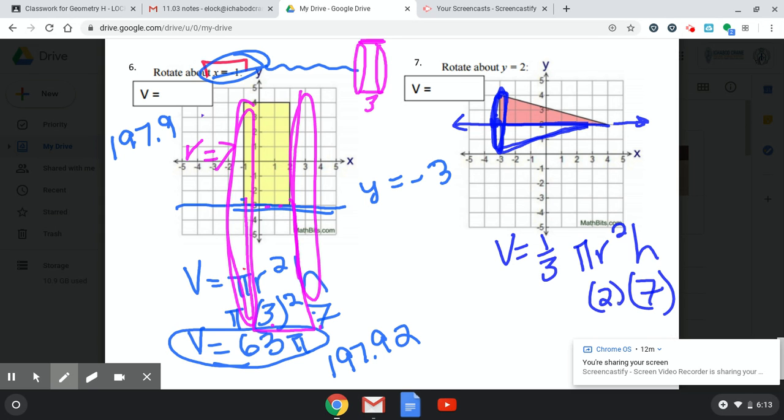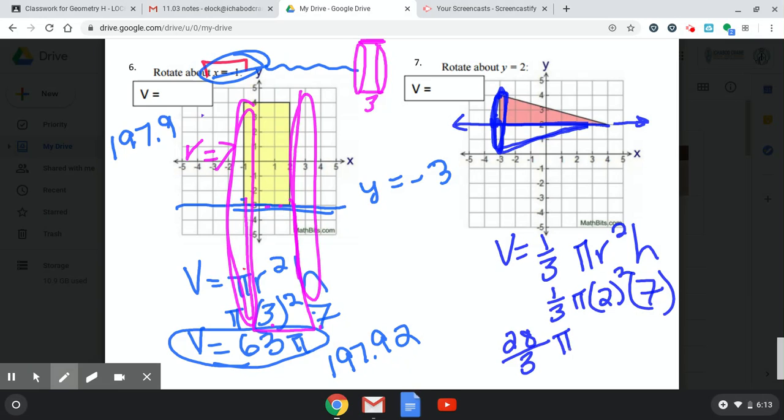So 1/3 pi times 2 squared times 7. 1/3 times 4 times 7 is going to be 9 1/3, which becomes 28/3 pi. And that rounded to the nearest tenth would be 29.3. So 29.3 is going to be our volume there.